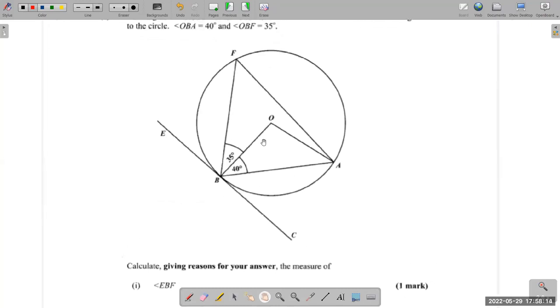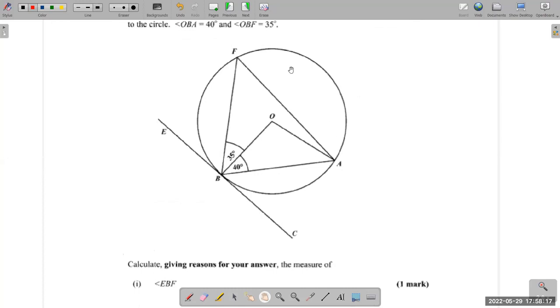OAF, where's OAF? OAF. How you get that?